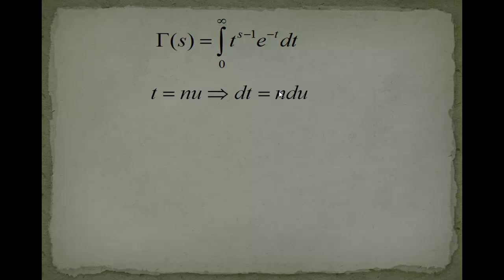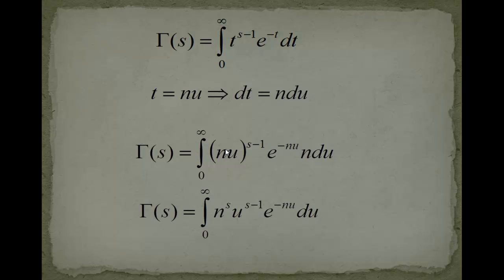So nothing big happened. We just replace this into the integral and we get nu to the s minus 1 multiplied with e to the minus nu multiplied with n du. Now you can see we have n to the s minus 1, but we multiply with n, so we get n to the s here, u to the s minus 1 and e to the minus nu.